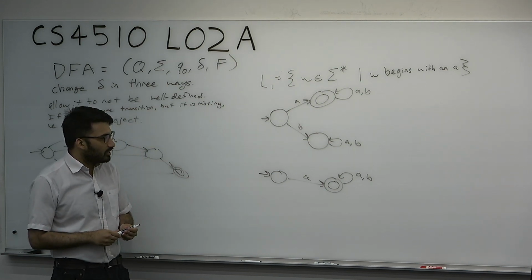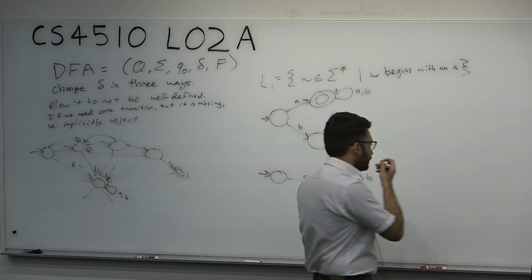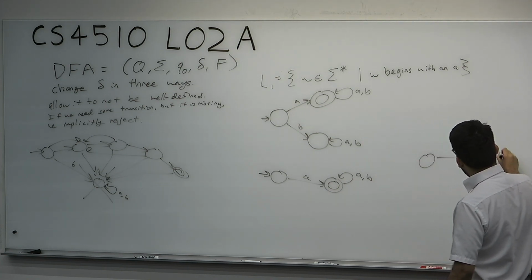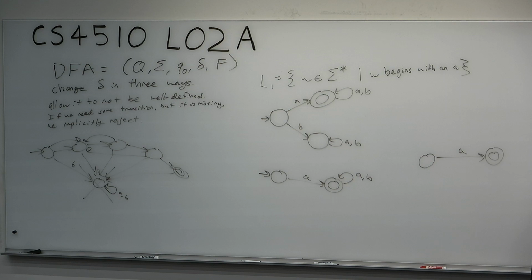Now, what if we had this NFA with no self loop? That would accept only the string A, because if you saw A, B, you go A, you see a B, well, now you have to leave. You go B and you leave. You're done. This is implicit rejection. It lets us draw only the parts of the DFA that we care about.